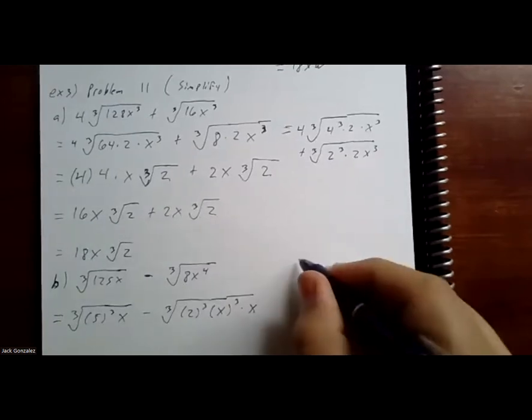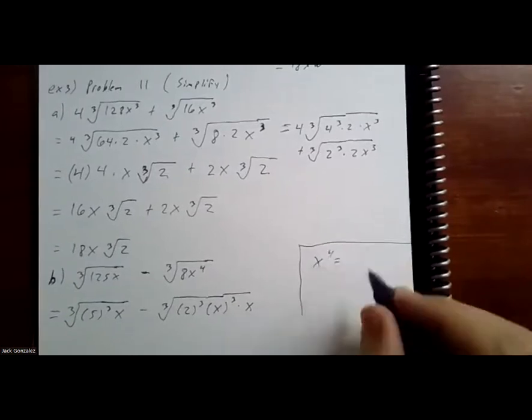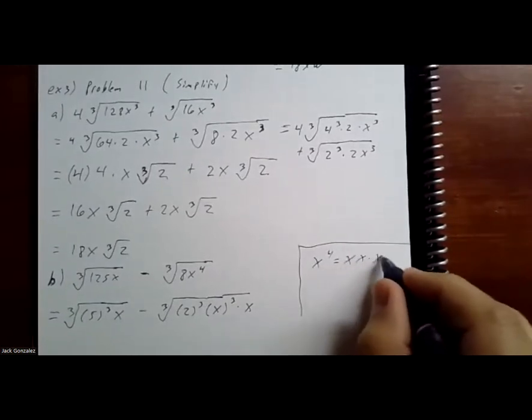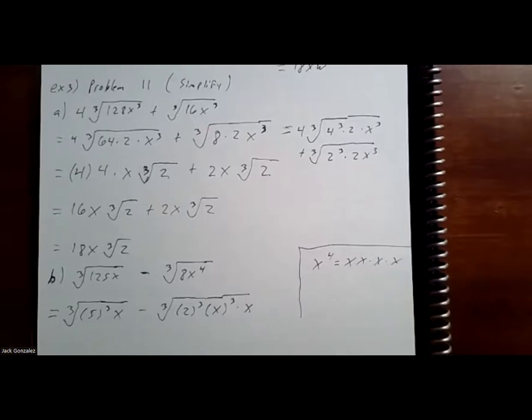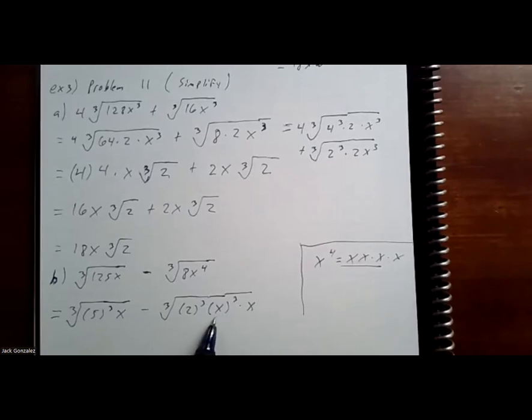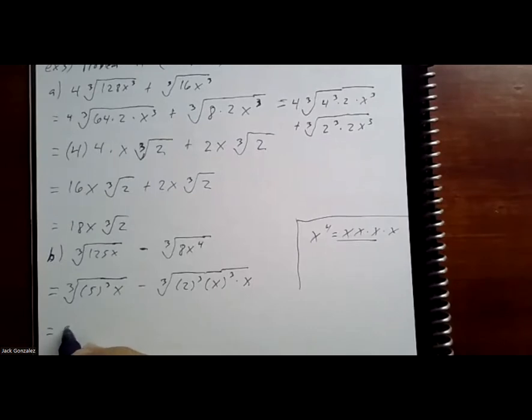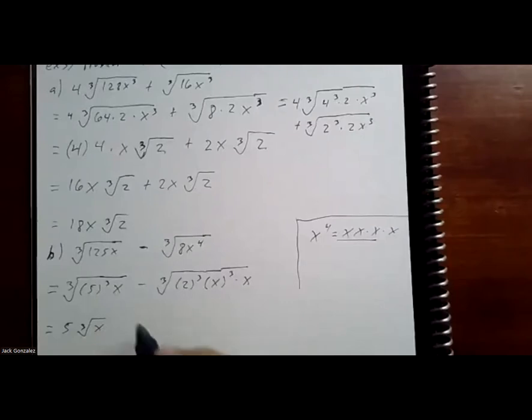Right, don't forget what it means to be raised to the 4th power, right? So I know 3 of these are going to be cube rooted. Okay, so I purposely broke it up into these 2 pieces, these 2 factors, knowing that the cube will take care of anything with a 3 on it. So right here we'll end up with a 5, and then that cube root of x, that x stays inside the cube root.